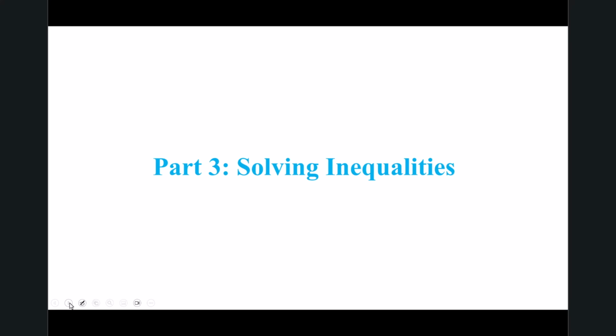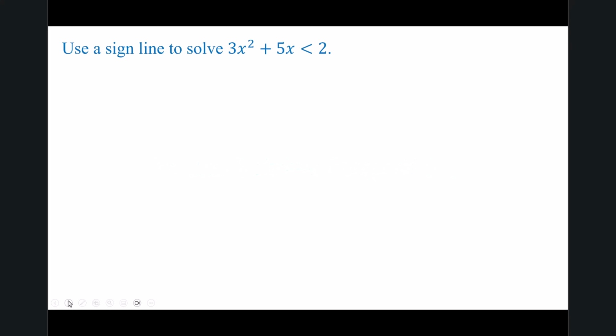Part 3, Solving Inequalities. Use a sign line to solve 3x squared plus 5x is less than 2. I will start by getting everything on one side and 0 on the other side of my inequality. And then I can factor this. This is (3x minus 1)(x plus 2) less than 0.